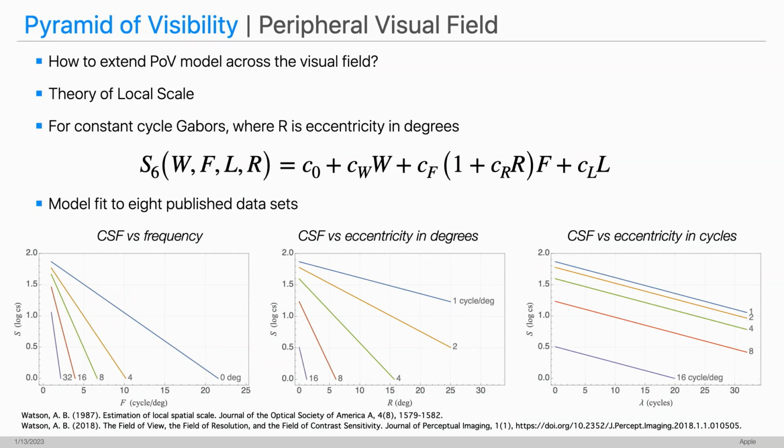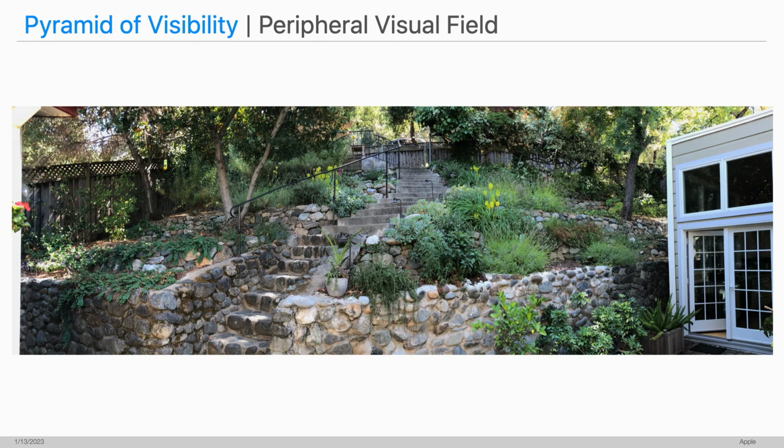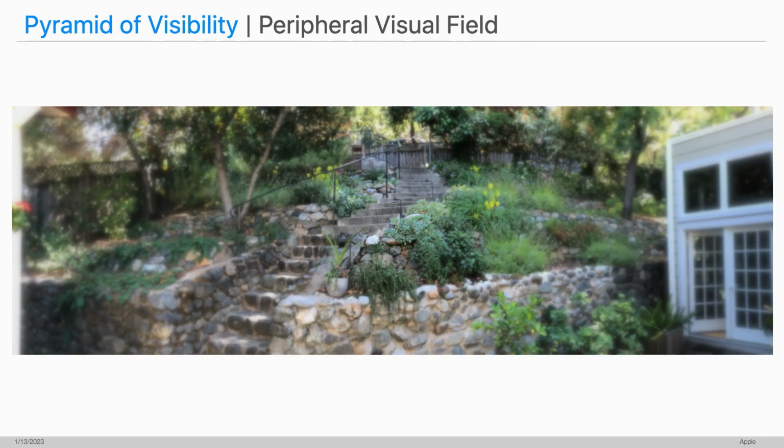Now, we can take an image and essentially filter it with the pyramid of visibility as a function of eccentricity, and you get something like this. Again, here's where we're going to put our fixation point, and now we're going to do the filtering. And now things should be, again, in focus somewhere around here, but progressively blurrier as we go off to the margins. Of course, this is computed for a particular viewing distance, but you get the idea.